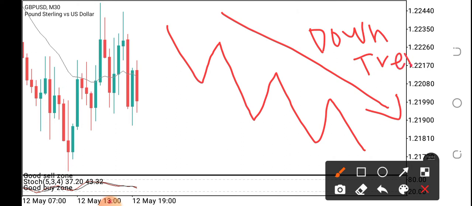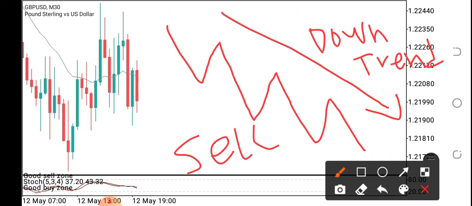Pardon my writing, I'm using my fingers to write. And when the market is moving in a downtrend, you are only looking to sell, because this is a selling market. The previous one I just showed you is a buying market, because the market is moving up.